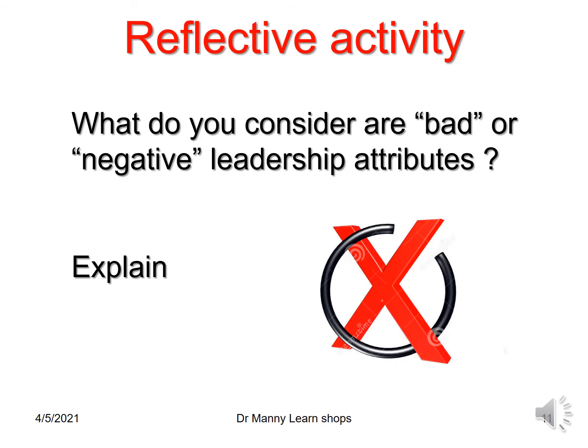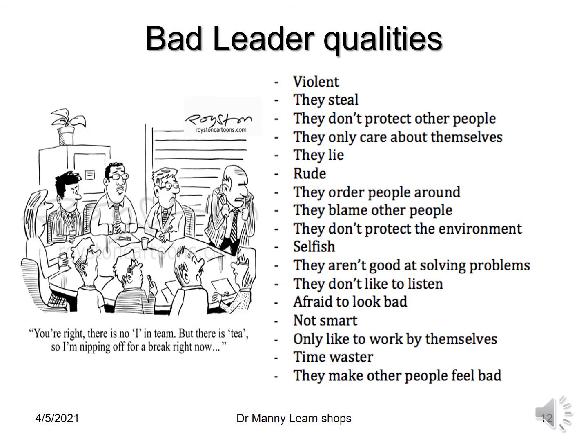So what do you consider a bad or negative leadership attributes? Well, bad leader qualities can include being violent, stealing, not physical things, but ideas. They don't protect other people. They only care about themselves. They lie, they're rude. They order people around. They blame other people for their mistakes. They don't protect the environment. They're selfish. They aren't good problem solvers. They don't like to listen. They don't want to look bad. They're not smart. They only work by themselves. They're time wasters. They make other people feel bad. They're not leaders.